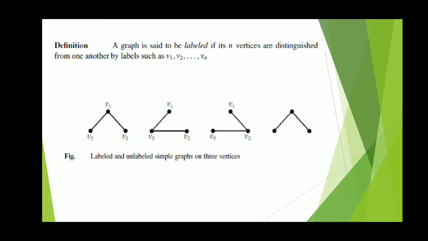So this is the proper definition. A graph is said to be labeled if its n vertices are distinguished from one another by labels such as V1, V2, ..., Vn. The first three graphs are different because V1 and V3 are not adjacent in the first graph, but V2 and V3 are adjacent in the second graph. Even though V1, V2 and V3 are connected in the third graph, V1 and V2 are not adjacent in the third graph. That is, the first three graphs are different from one another.